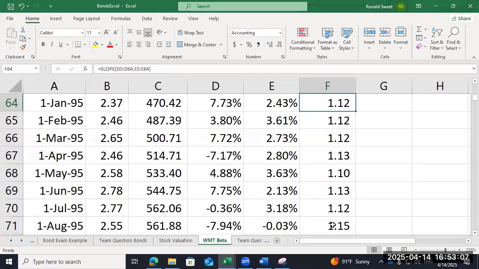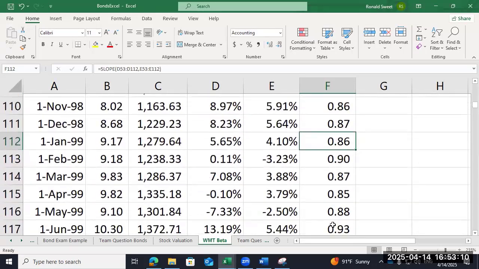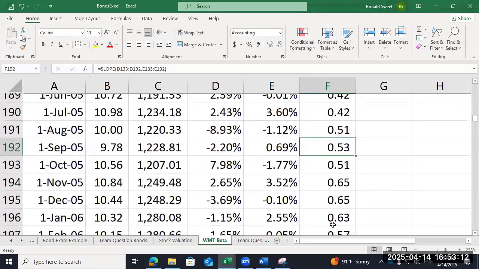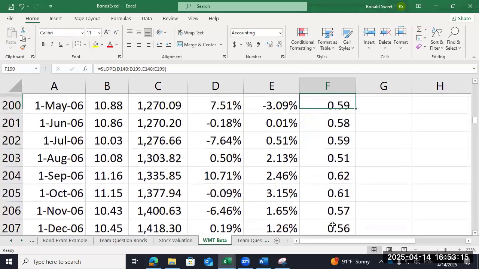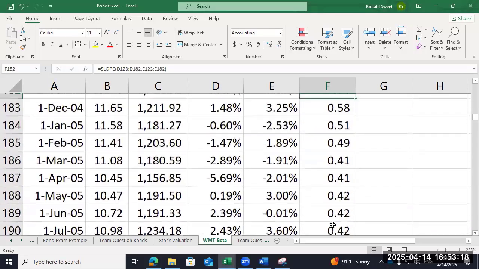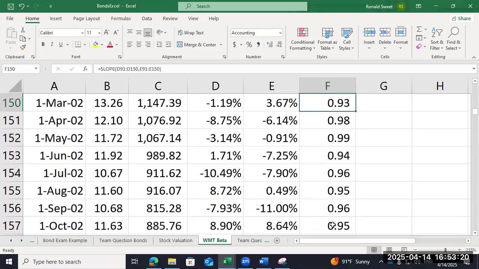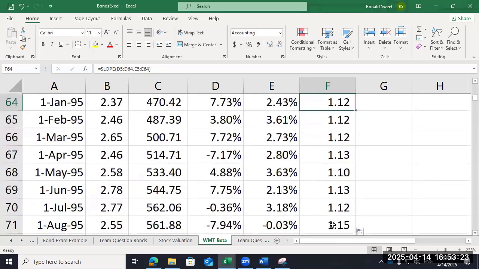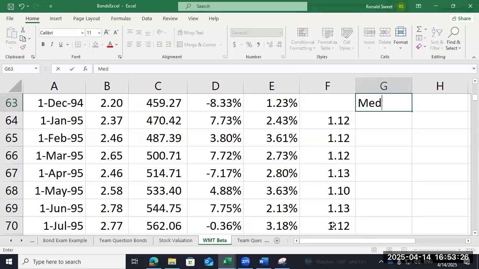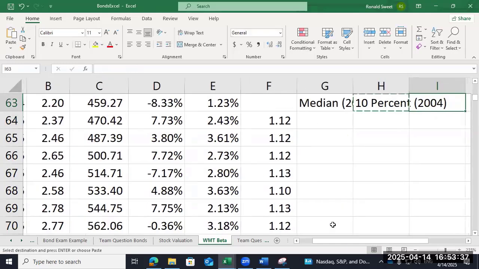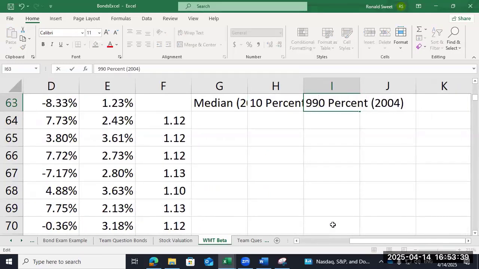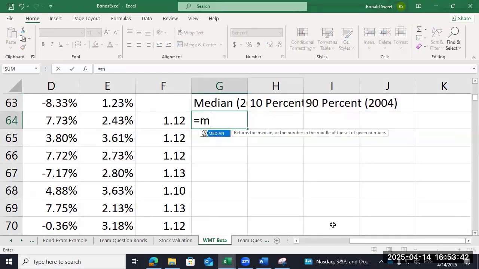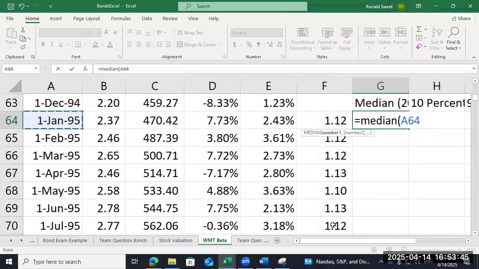All right. Now for Walmart, this period of time, this might not be true for your firm, but I'm going to say Walmart became a different company in, say, 2004 or something. So I'm going to do the median from 2004, the 10th percentile from 2004, and the 90th percentile from 2004. So equals median. Let's go find 2004.